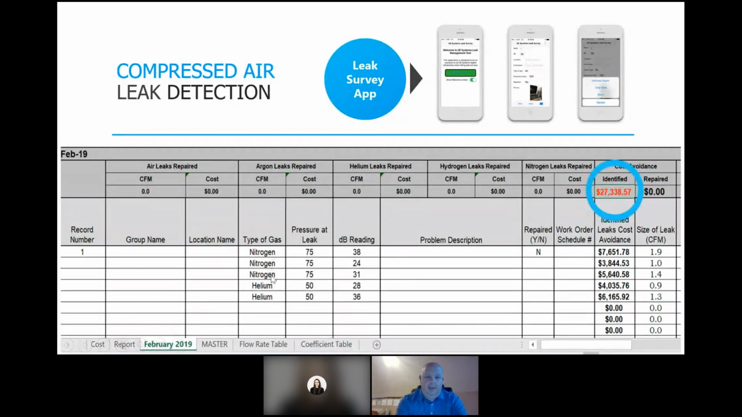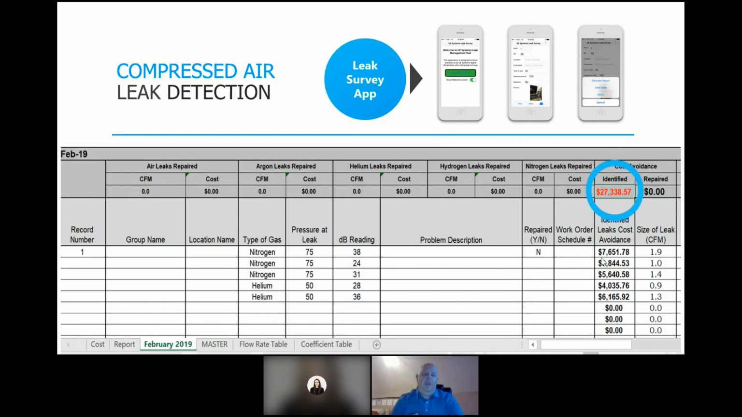So we found a total of 3 nitrogen leaks; those were at 75 psi, and we found a total of 2 helium leaks; those were at 50 psi. Here's the decibel level reading. But those 5 leaks alone were costing this facility a little over $27,000 per year. So again, very expensive, and you can see the most expensive one was this nitrogen leak at 75 psi, 38 dB, and it was costing them, based off of how much they were paying, a little over $7,600 per year.